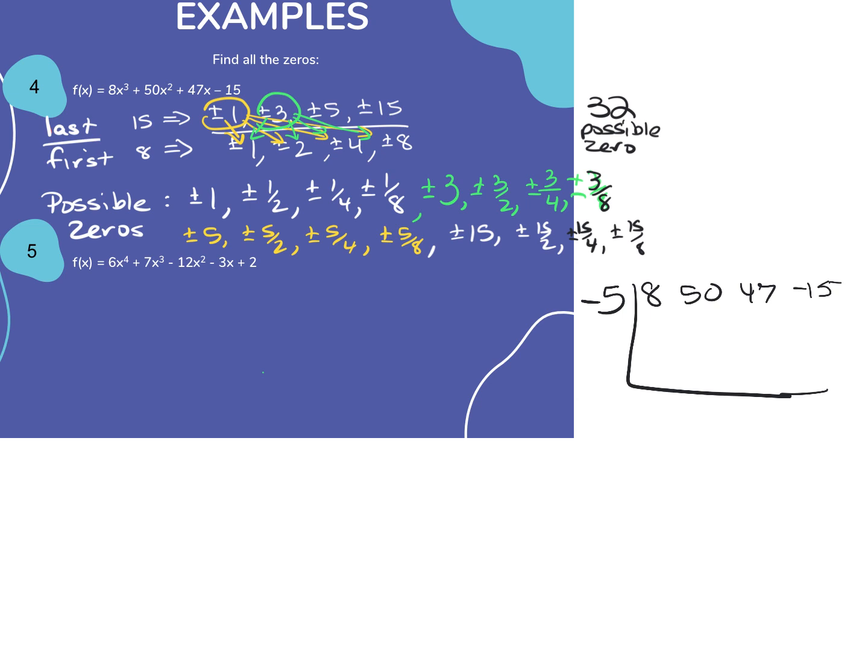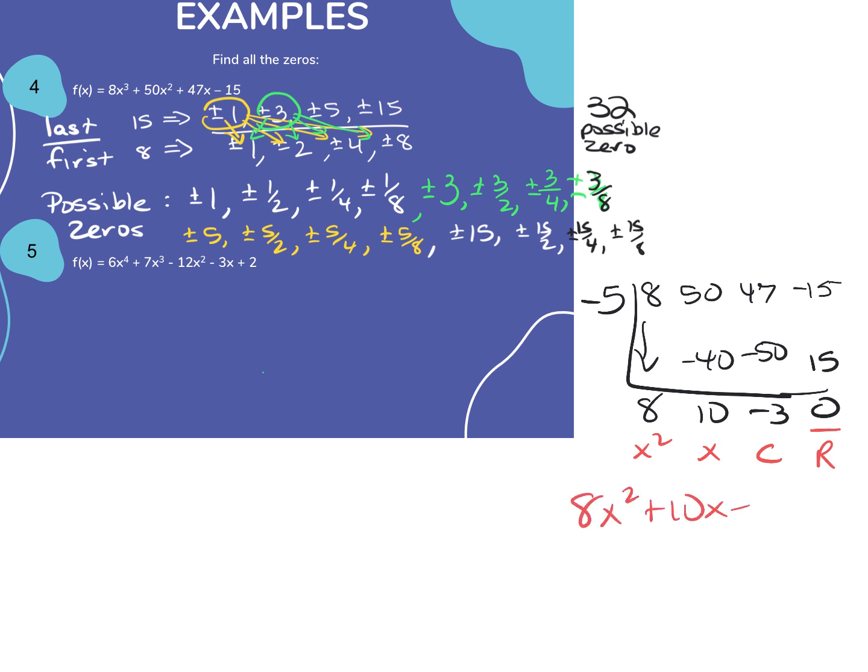So I'm going to go ahead and do my synthetic. Bring down the first term, multiply, add the column, multiply, add the column, multiply. Notice I got a remainder of 0. If I were guessing and testing, then that's what I would be looking for. If I did not get a remainder of 0, then I'd start all over again and pick another number from my list. So now that I've got this down to a quadratic equation, now I don't need to guess and test anymore. Now I can either factor it or use quadratic formula.